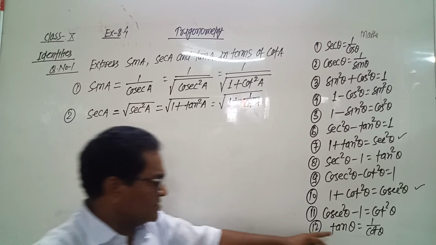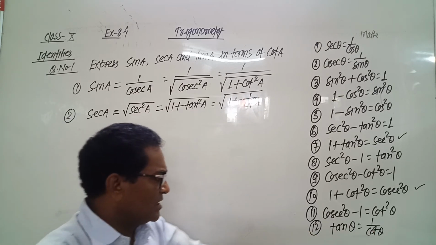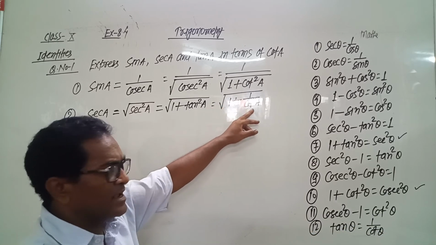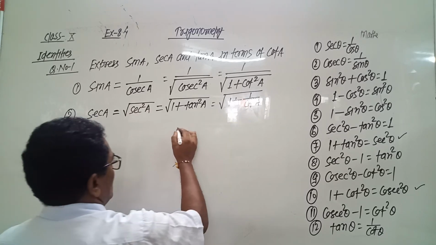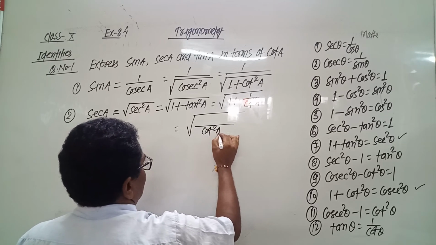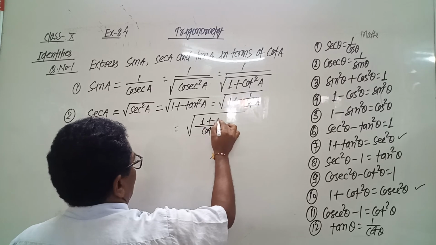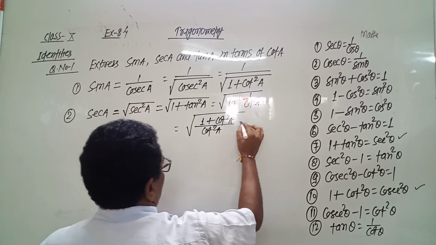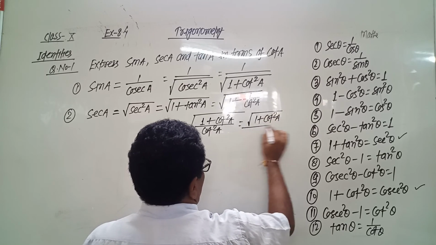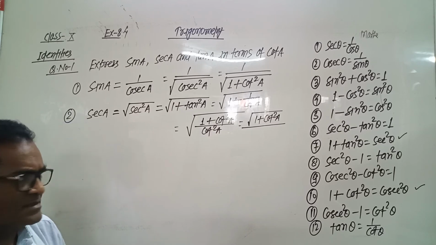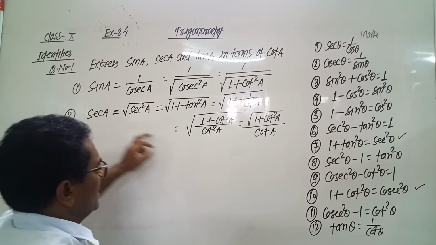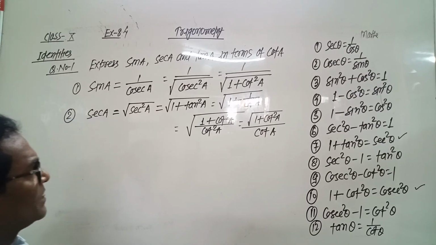Since tan theta equals 1 by cot theta, tan square theta will be 1 by cot square theta. So tan square A is written as 1 by cot square A, and by taking the LCM, we get (1 plus cot square A) upon cot square A. So root over 1 plus cot square A upon cot square A, and from here square and square root get cancelled and we get the required result. So we have expressed sec A in terms of cot A.